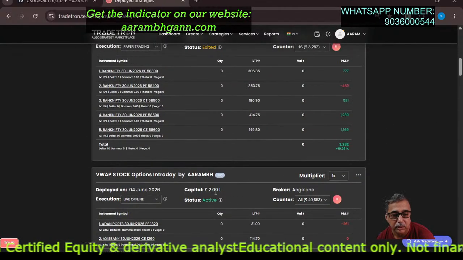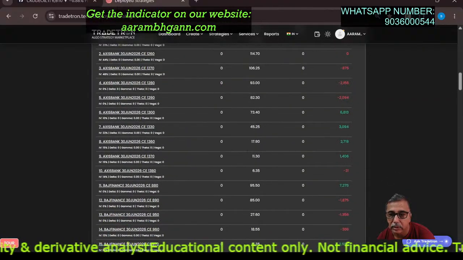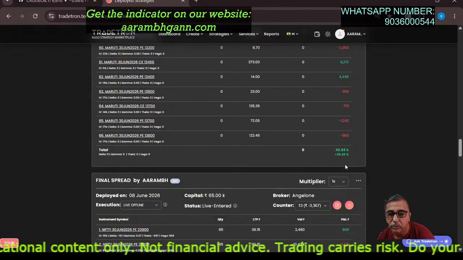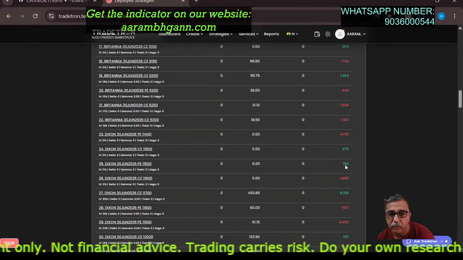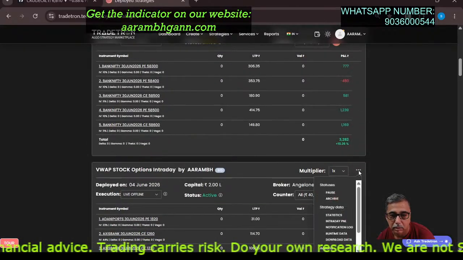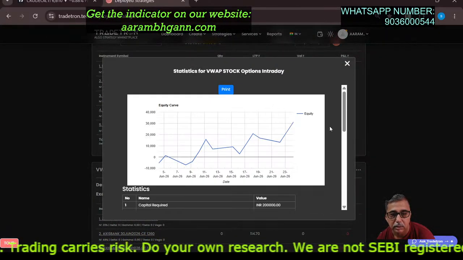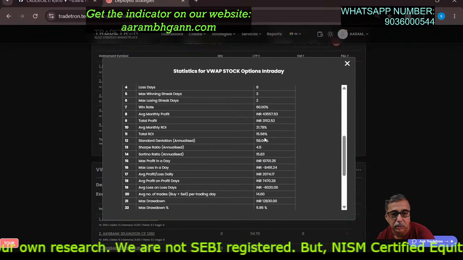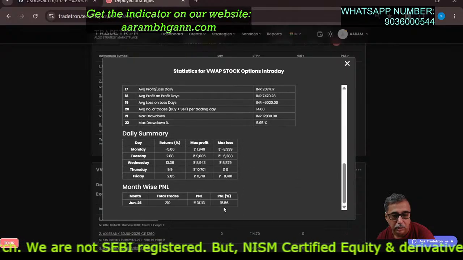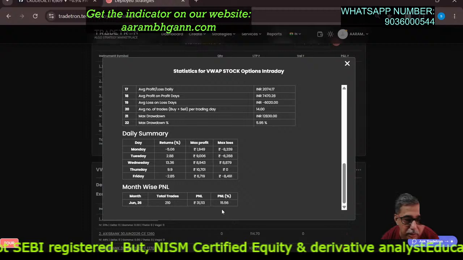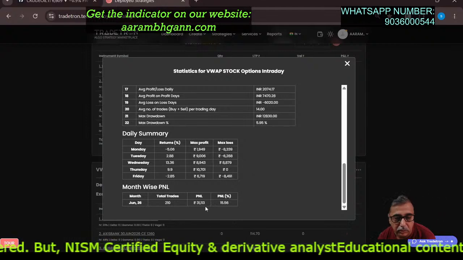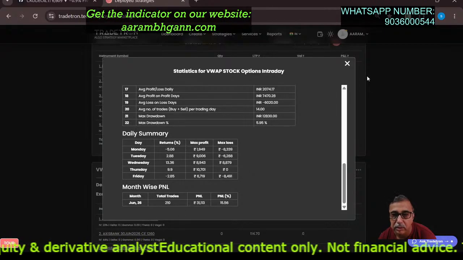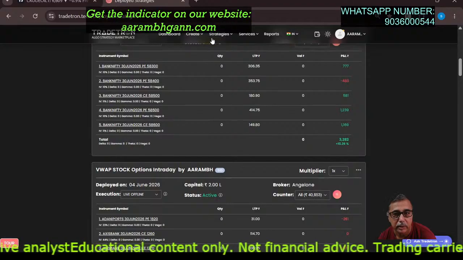If you remove slippages and taxes and all those things, roughly you can consider it comes to 15%, at least 5% you remove. Let's check the statistics here. Success ratio, average monthly ROI, total 210 trades. Including today's it will be 220 trades. If you calculate brokerage and taxes, you will still be a profitable trader.